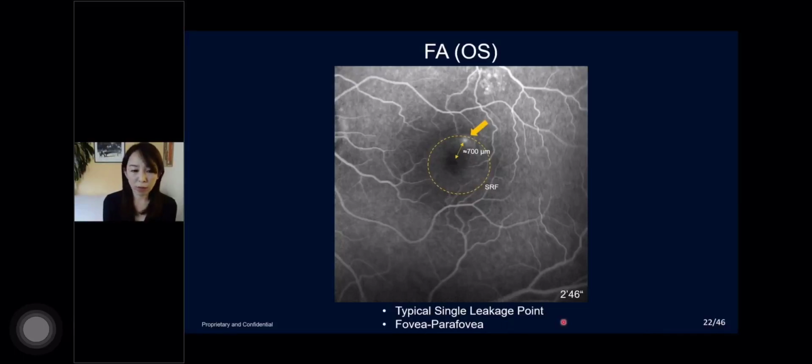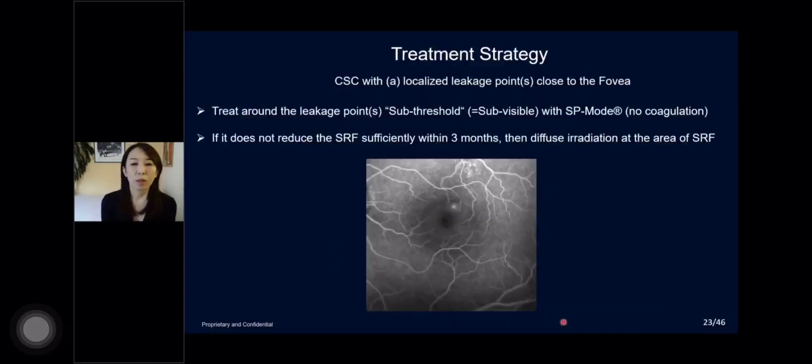It's close to the fovea, about 700 micrometers. It is borderline from the fovea to the parafovea area. But there's a very typical one. So I introduce to you here my strategy.